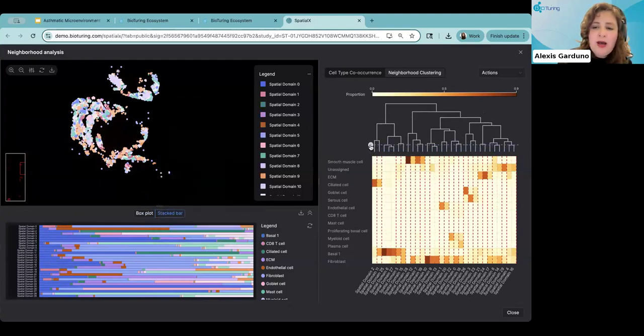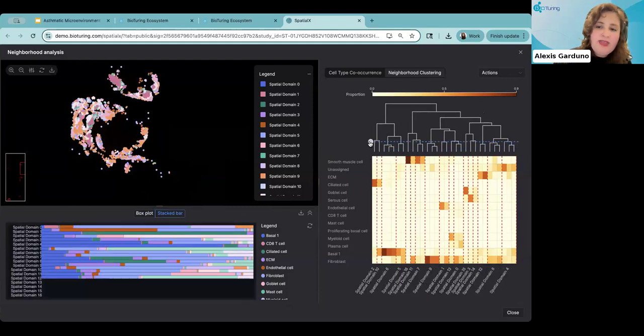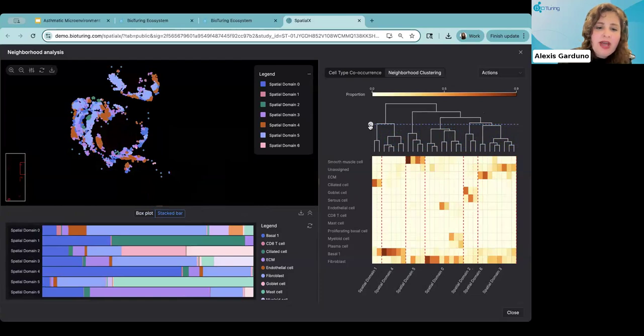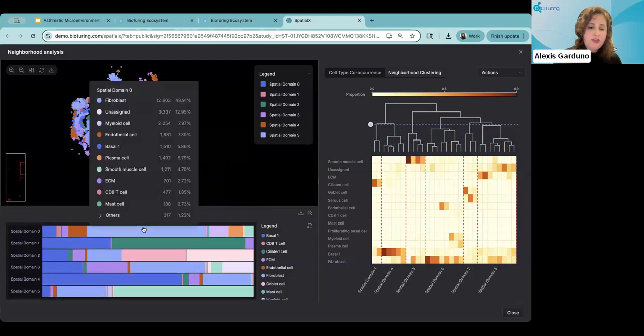If you don't want it to be that granular, you can go into the heat map view. And you can look at lesser proportions, so you're able to see just the larger proportion of cell types and how they're neighboring within those spatial domains.